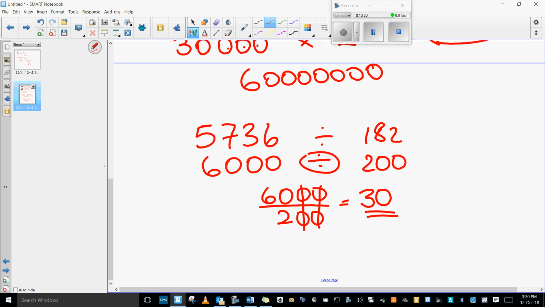No, 60 divided by 2, because we've crossed these zeros out from both of those numbers. No, you don't add them back. Okay?